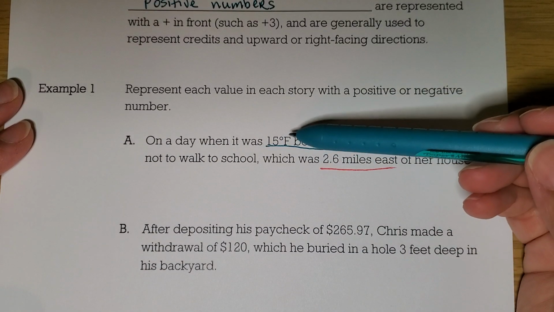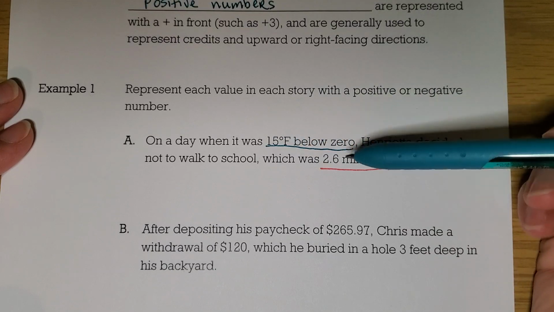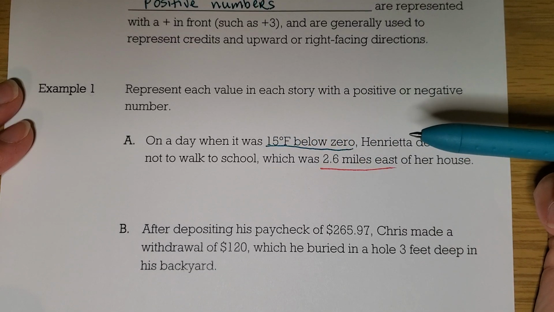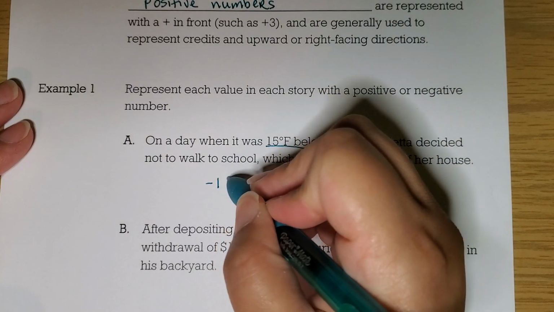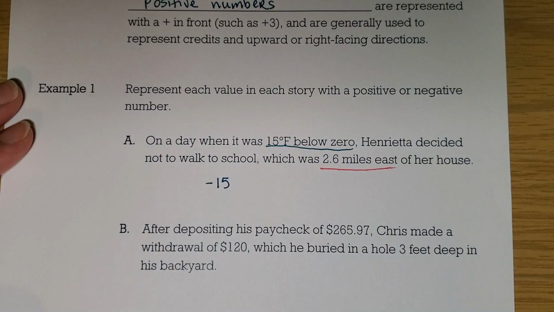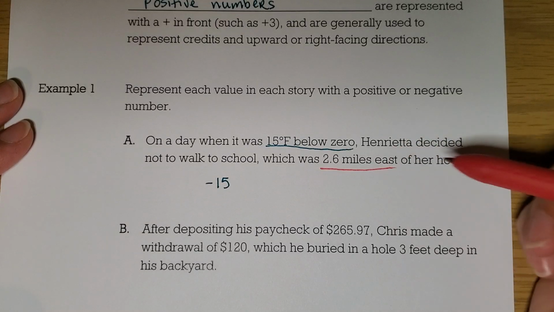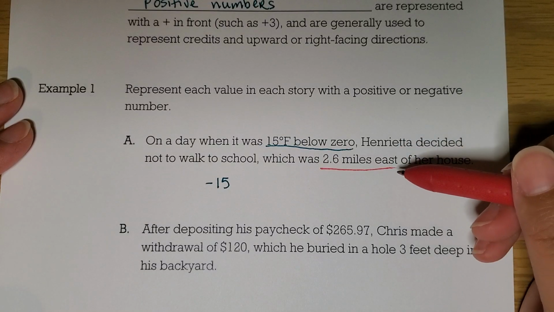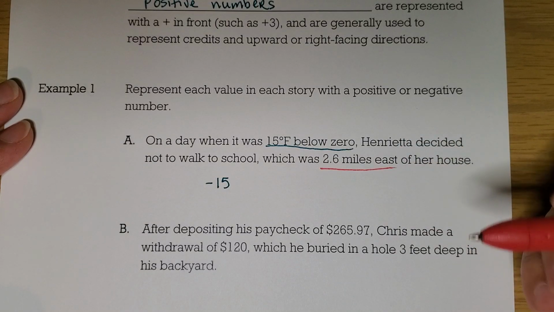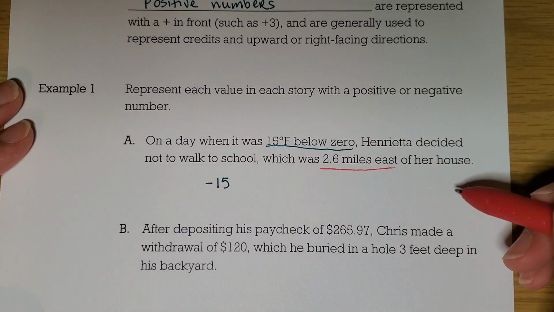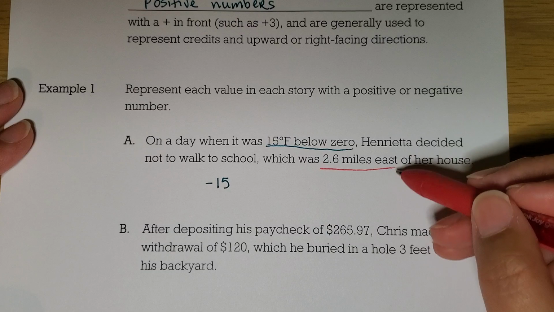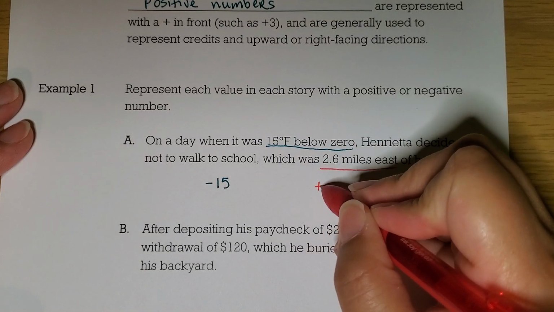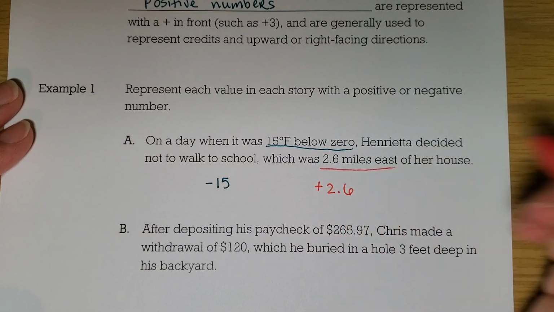So to represent the 15 degrees Fahrenheit below zero with a signed number, because it's below zero, we're going to represent that with a -15. Walking 2.6 miles east of her house, since that's to the east, generally, when you think about north, south, east, and west, usually east is to the right. So we're going to represent that with a positive number. So we'll write a positive 2.6.